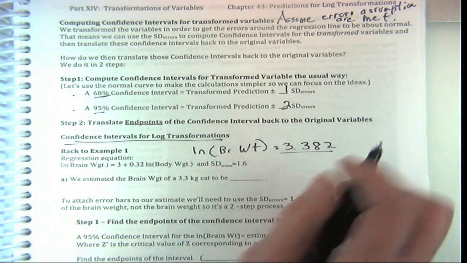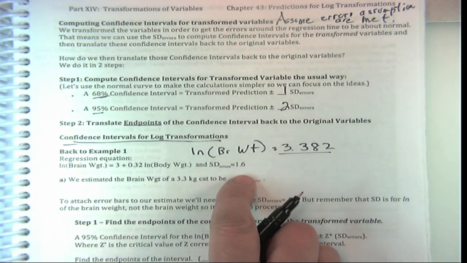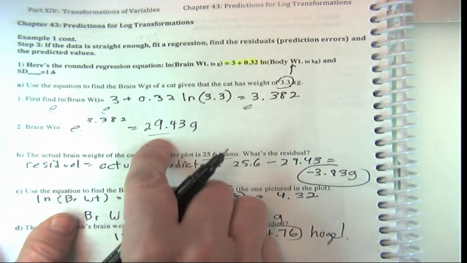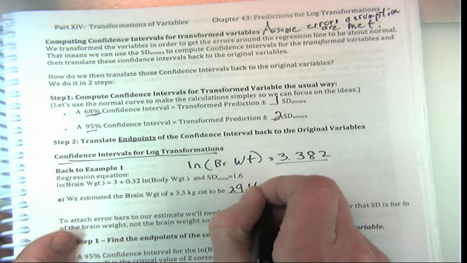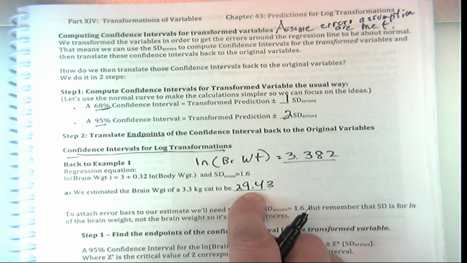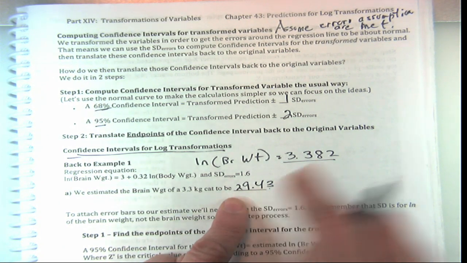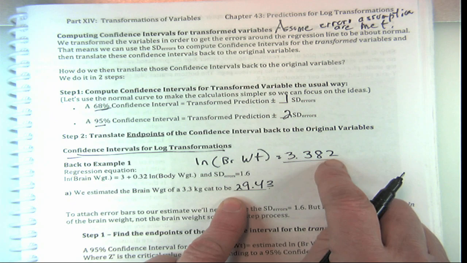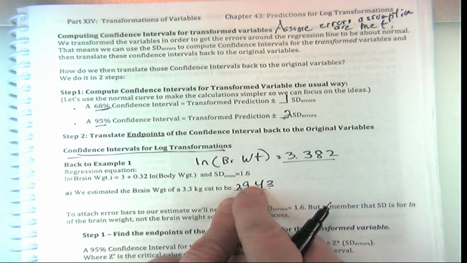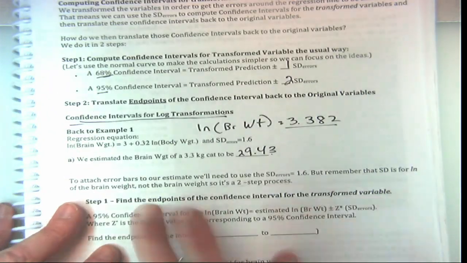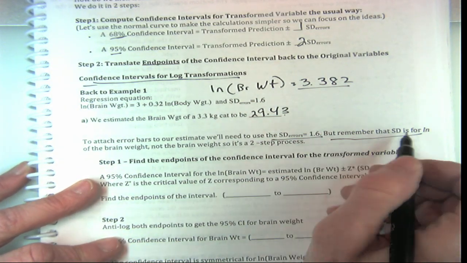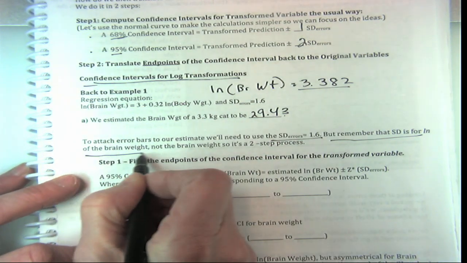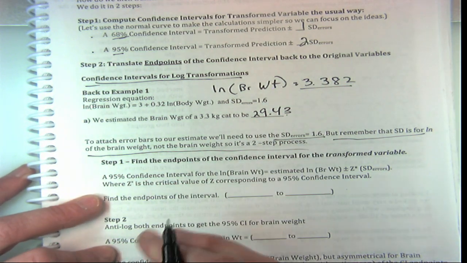So that's what we have. Then we estimated the brain weight to be 29.43. We want confidence intervals around this, but we can't do it directly. We have to do them here, get the endpoints, and then exponentiate those endpoints, and then they'll be around this one. Remember, this right here is for the log, not the brain weight. So we have to do this two-step process.